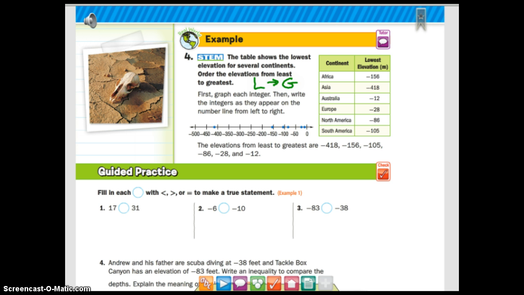So in this case, we have -418, -156, -105, -86, -28, and -12. A lot of times I will check them off as I mark them. That way, I don't forget any. When you have longer lists, it's important to have some method to check to make sure that you have included all the numbers in your set.